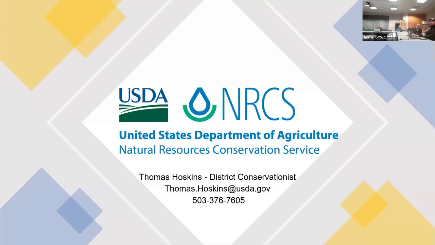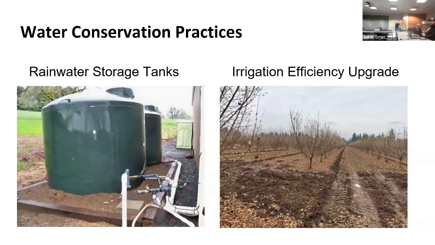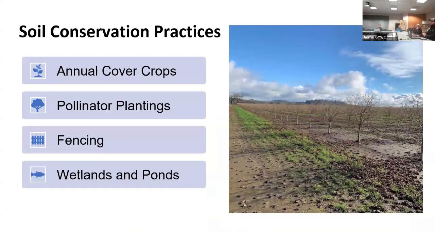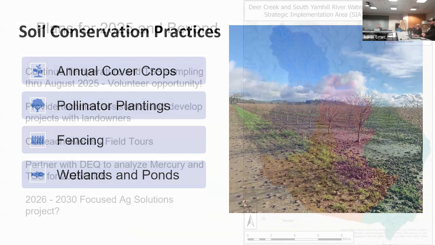And then I couldn't leave Thomas out with the NRCS. He also has a lot of different programs that landowners could be interested in: rainwater storage tanks, irrigation efficiency upgrades. So going from that big gun to drip irrigation for hazelnuts is a good conservation practice. And then also soil conservation practices, such as annual cover crops or maybe permanent cover, pollinator planting, fencing, and wetland or pond establishment.